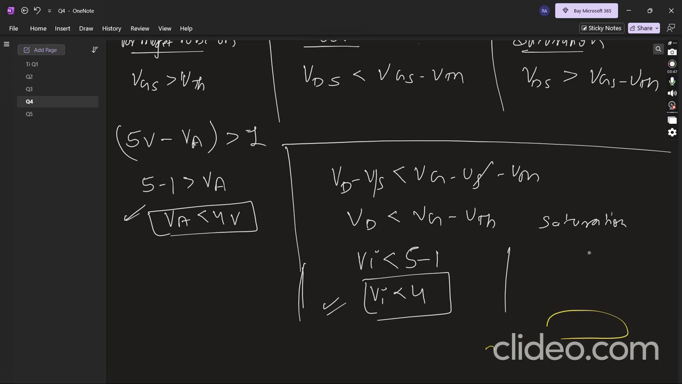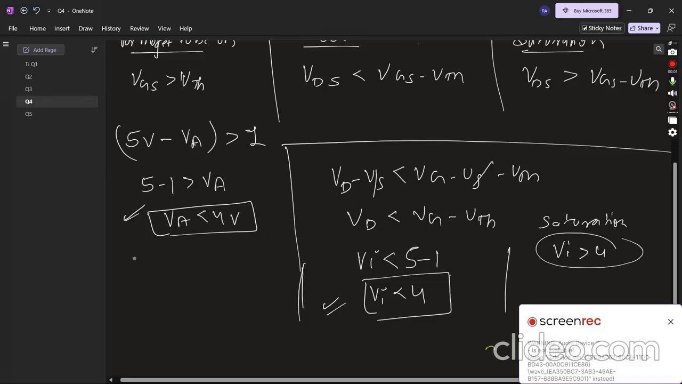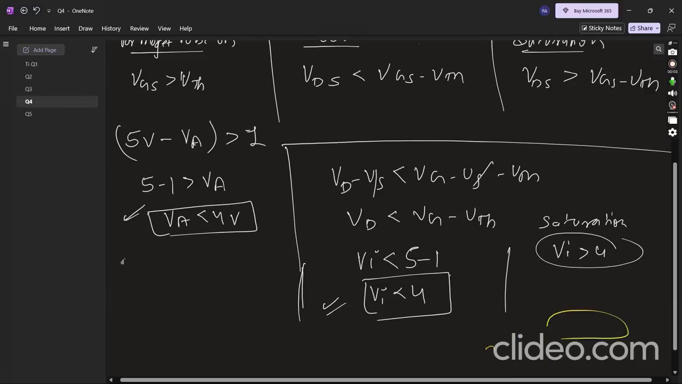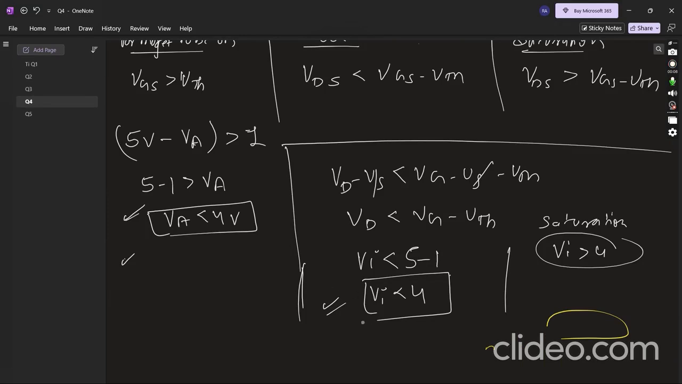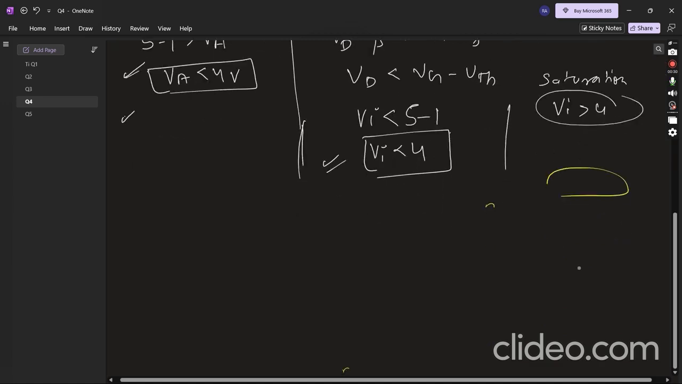and for saturation it will be greater than 4 volt. So these are the conditions for the MOSFET to be on. For the MOSFET to be on, VA is less than 4 volt. For the MOSFET to be in triode region, the input is less than 4 volt. It does not depend upon VA. And for saturation region, V input must be greater than 4 volt.